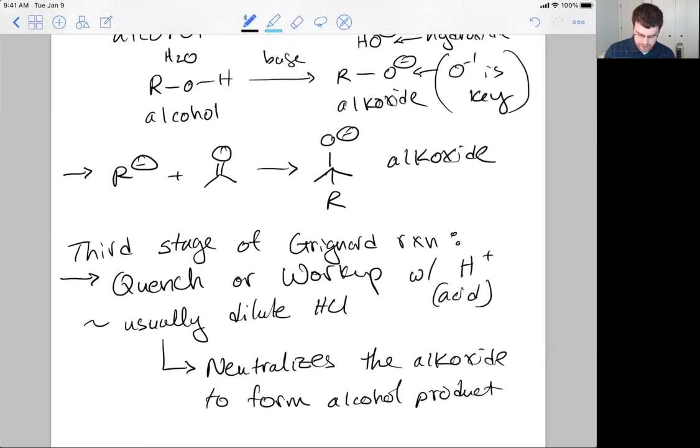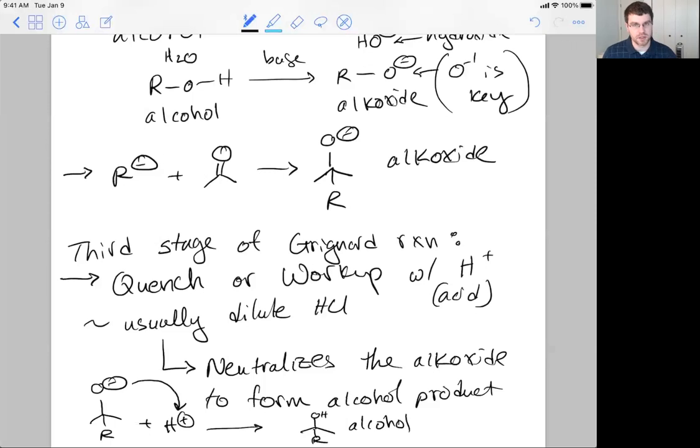Now what that looks like is, if we look at our example from up above, we would have RO- reacting with H+ from the quenching solution, from our dilute HCl that we add to the reaction mixture. Negative combines with positive to give us a neutral alcohol. It's kind of our neutralization agent.